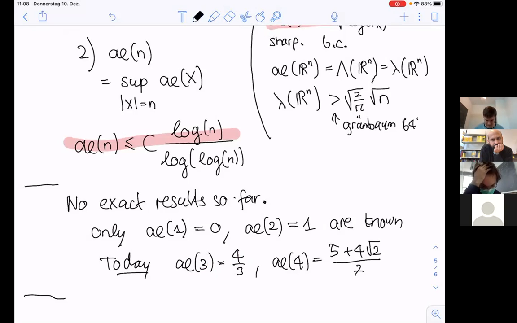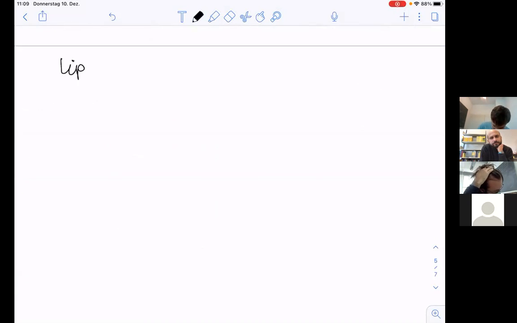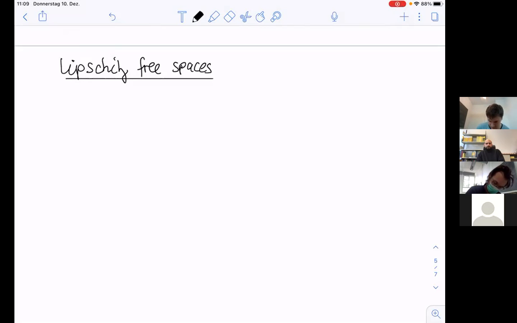So now we have defined the absolute extendability constant. I have defined the projection constant. And the last thing I want to define is Lipschitz free spaces, because we need them to understand our result. And maybe I should point out there's a lot of current research on those spaces, because they really are also interesting from the point of view of Banach space theory. So let me define them.